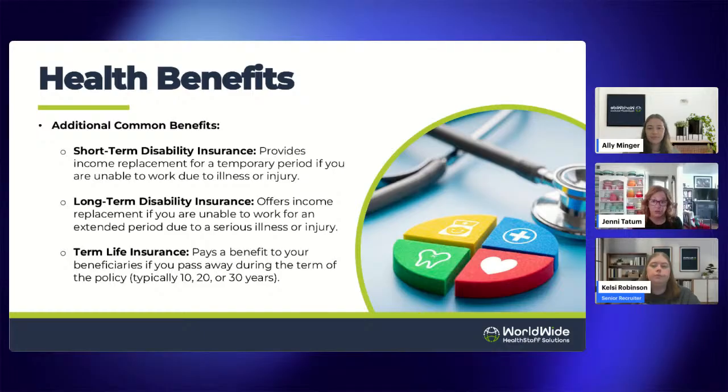Okay, so here are some additional benefits employers may offer. Short-term disability, also called STD, provides income replacement for a temporary period if you're unable to work due to illness or injury. And long-term disability, or LTD, offers income replacement if you're unable to work for an extended period due to a serious illness or injury. Term life insurance pays a benefit to your beneficiaries, a person you designate to receive the benefits of the policy, if you pass away during the term of the policy.